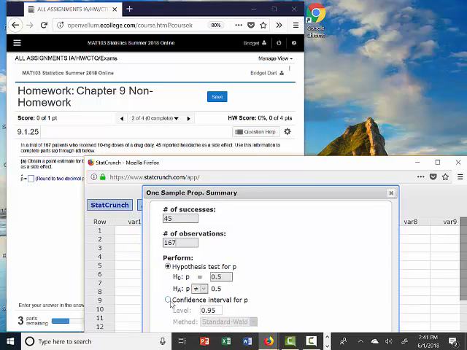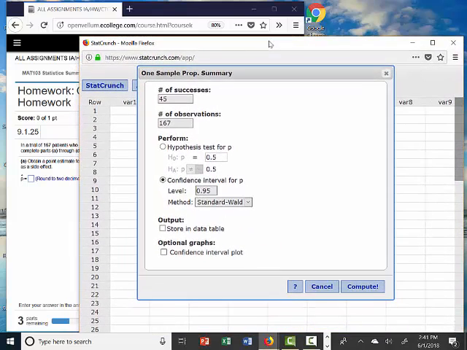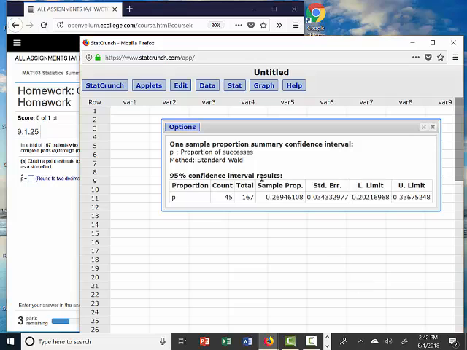I'm just going to switch this toggle over here to confidence interval for p. Now, of course, I'm not at the confidence interval part yet in the question, so I don't know what level of confidence they want me to have. I'm just going to compute it on the default. You can leave this as standard, and then I'm just going to hit compute. I don't really need to do anything else. And so this information here, the sample proportion, that's my p hat, 0.26946, and then the lower limit and upper limit of my 95% confidence interval.